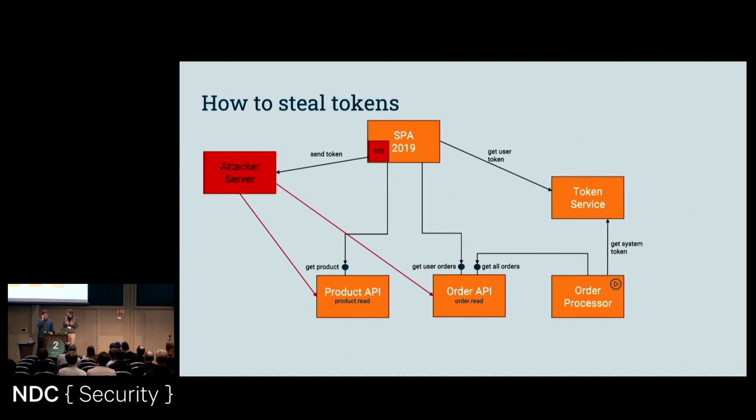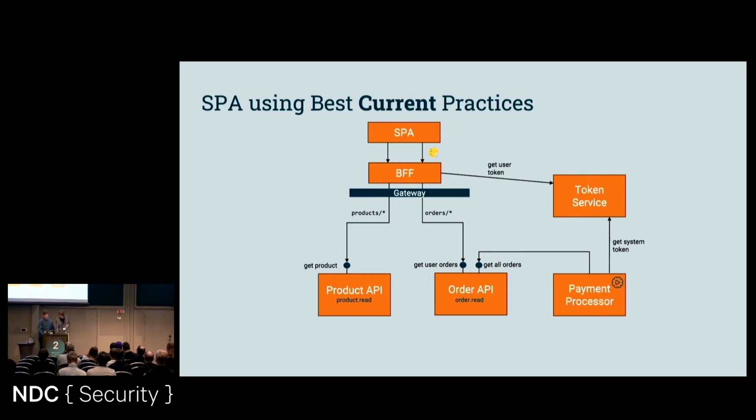So what do we do to fix this? The answer is obvious. We move forward and follow the best current practices of today. Let's take a look at how. Here we have refactored the SPA to follow the current best practices, and this means that we use a backend for frontend pattern.